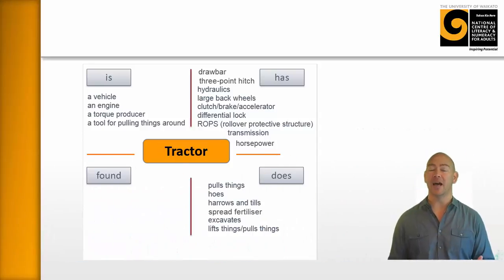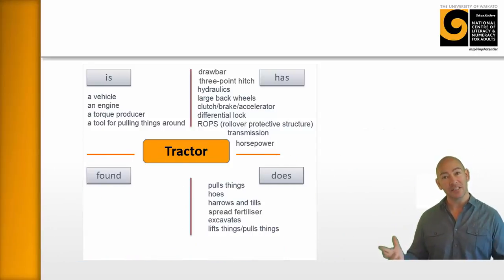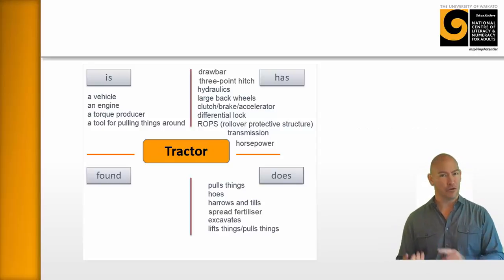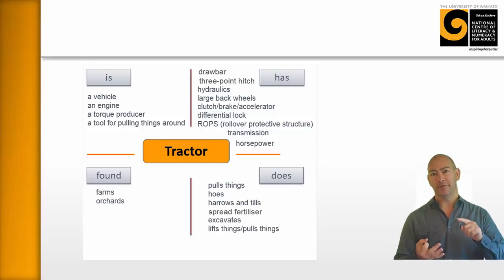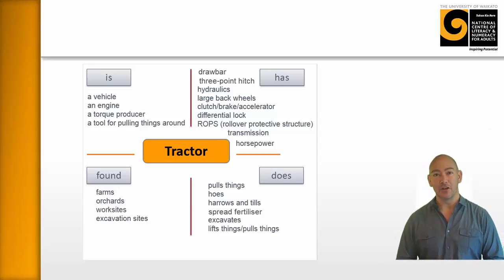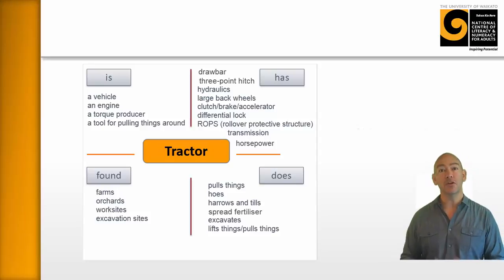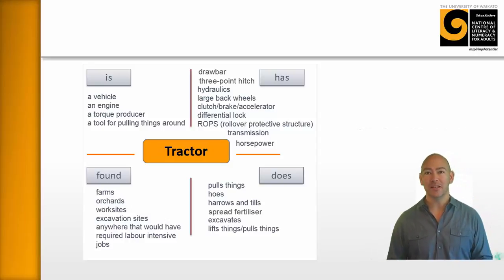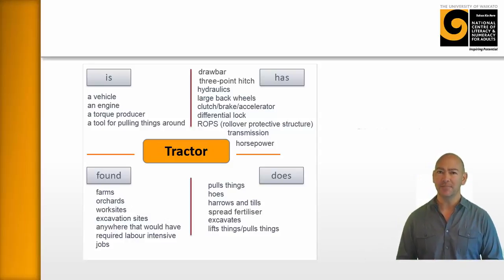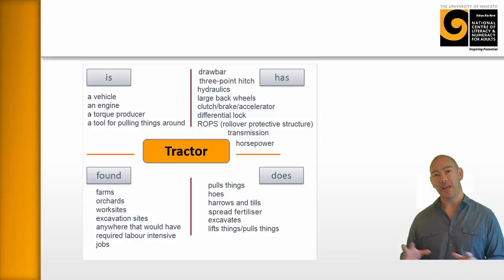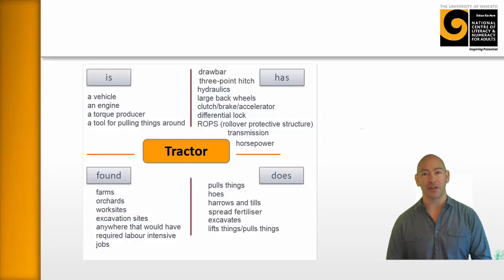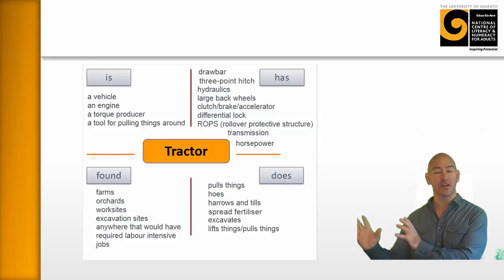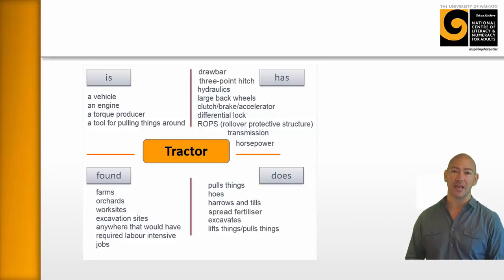And finally, the learners were asked where tractors are found, and this is what learners came up with very quickly. They're found on farms, orchards, they're found on work sites, excavation sites, and in the end, actually, the learners came together and they decided that they're found almost anywhere where there's labor-intensive jobs. So anywhere where you need lots of people to do things, a tractor can do that more efficiently, and so therefore, anywhere where you have heavy labor-intensive jobs, you might find a tractor. So that's it, we've generated our content, and let's have a look at what we can do with that now.